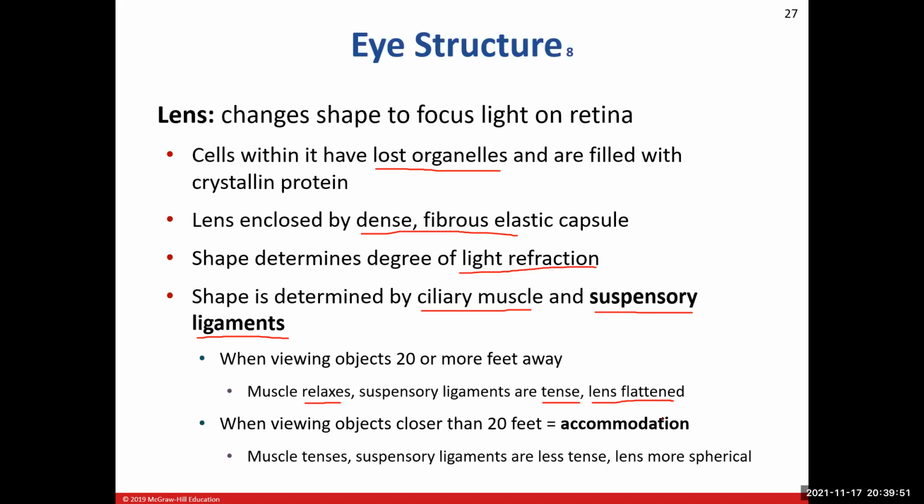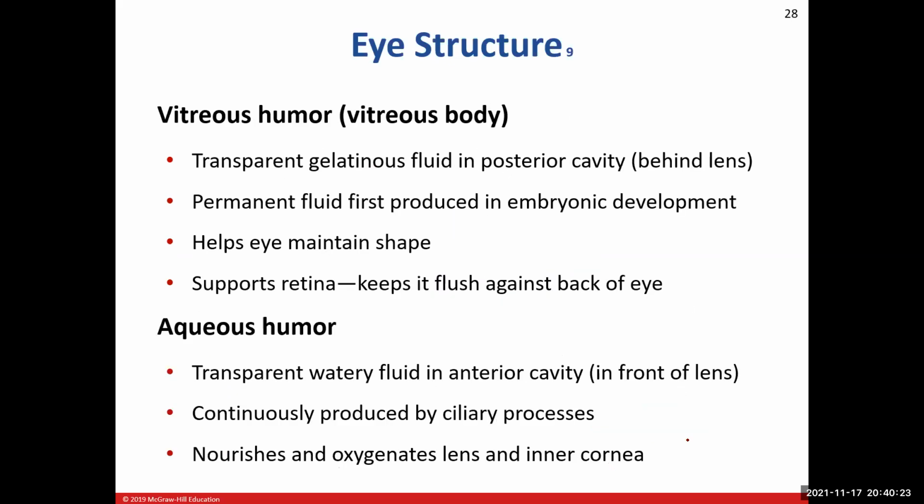Now, when you glance down at the radio to change it, you're looking at something closer than 20 feet, right? That's going to cause the ciliary muscle to contract and tense, and that causes the suspensory ligaments to slacken up a little bit. They become less tense, and that allows the lens to become more spherical, to rebound into that shape. That process is called accommodation. Again, I'll go over this in more detail in lecture, so don't worry if you don't quite grasp that.